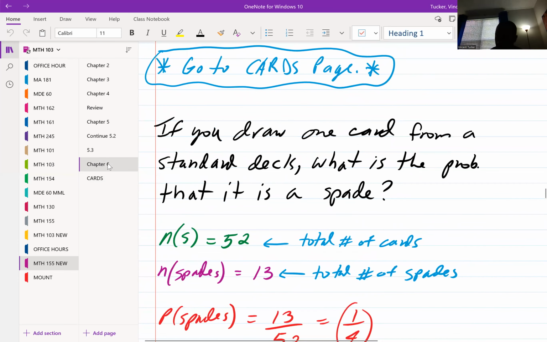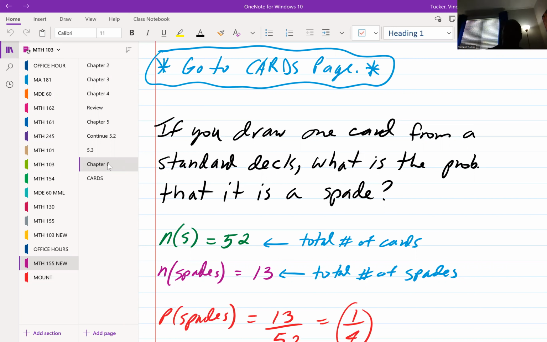So here we are. If we draw one card from a standard deck, what's the probability that it is a spade? If you remember when we talked about probability last class, whenever you're dealing with probability, you want to know your sample space first. In other words, what's the total number of all possible outcomes? So in this case, it's going to be 52. So the number in our sample space is 52. That's the total number of cards to choose from.